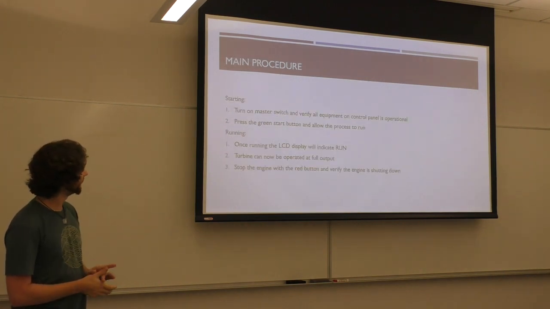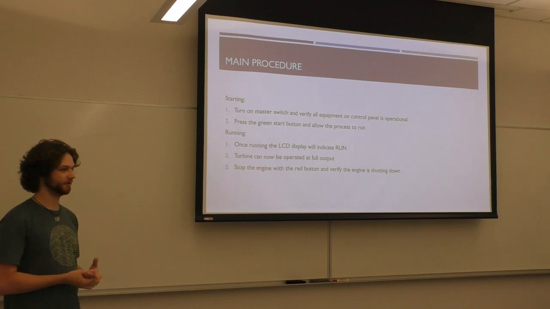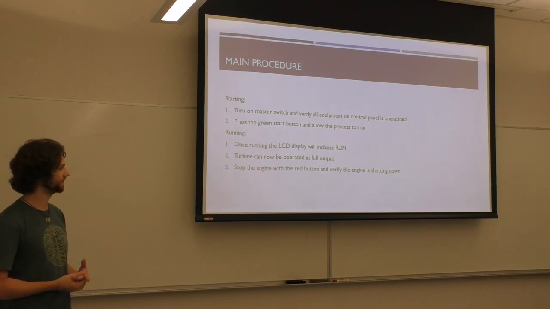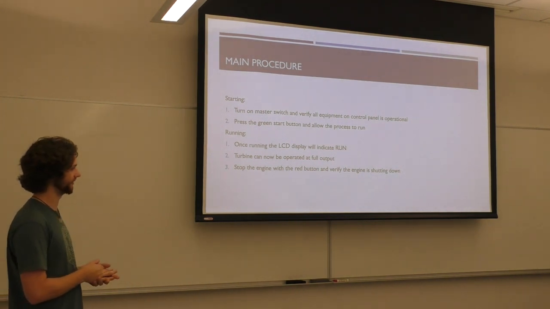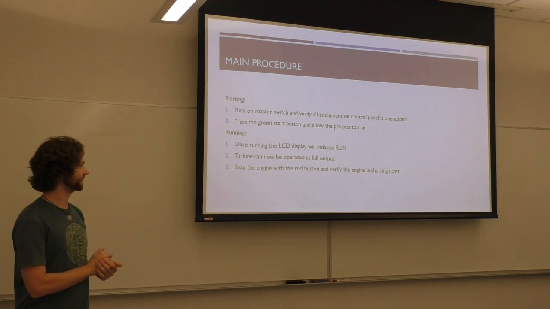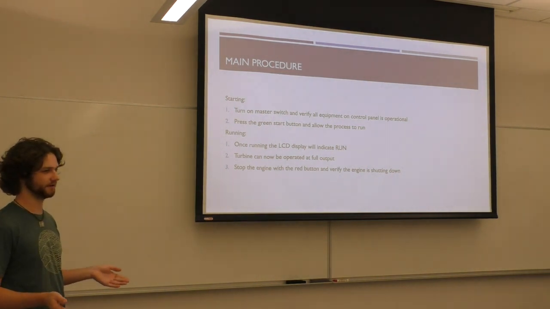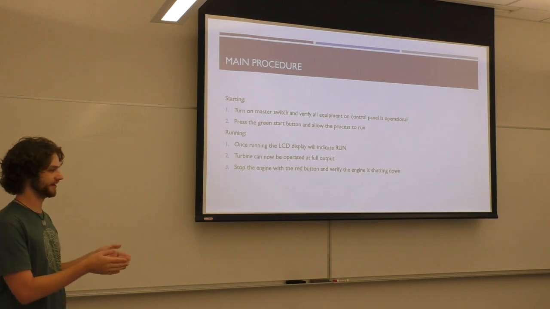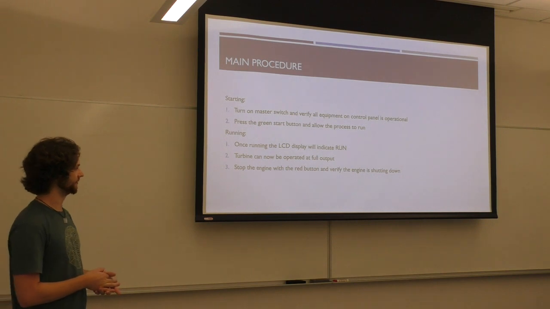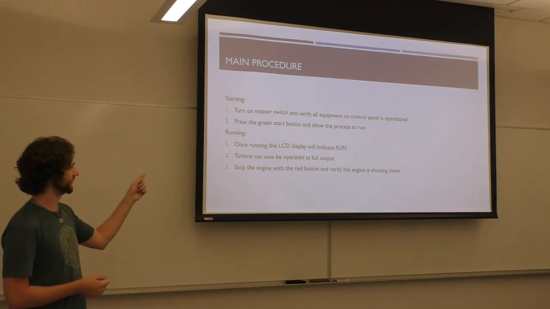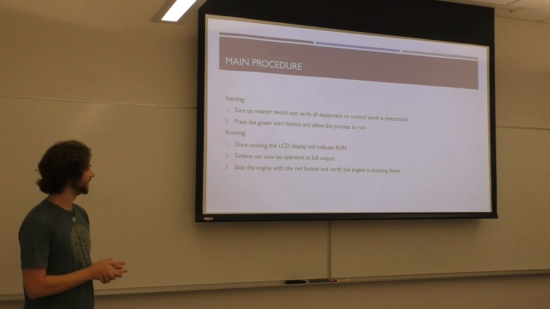The starting procedure is, first, you turn on the master switch and verify that all the equipment on the control panel is operational. So you want to make sure that all the gauges, the digital and the analog ones, are providing adequate information. And then you press the green startup button, and the apparatus that we have has an automated startup phase that it runs through, and it'll give you any errors on our readout LCD if there are any. And then you'll allow the process to run, and eventually the LCD will display that it is running, and then you can run whatever experiments you want to.